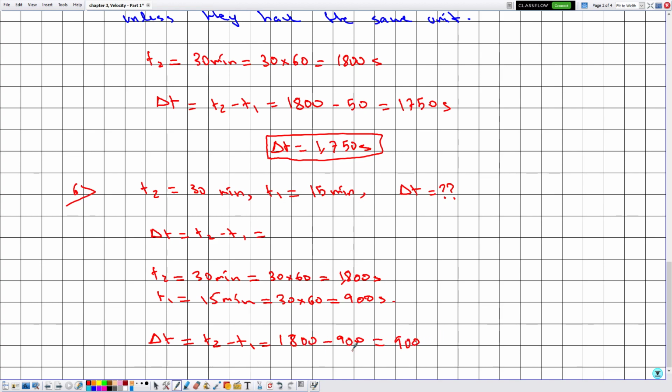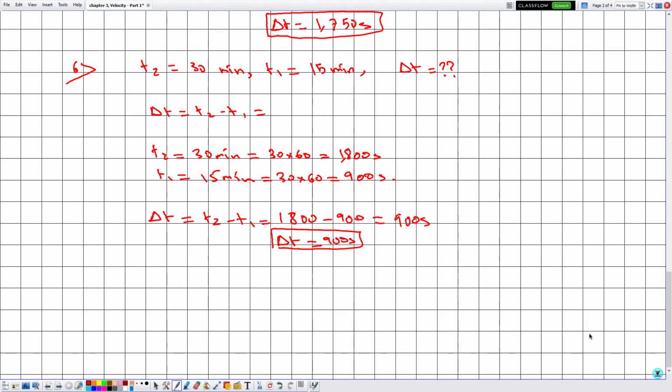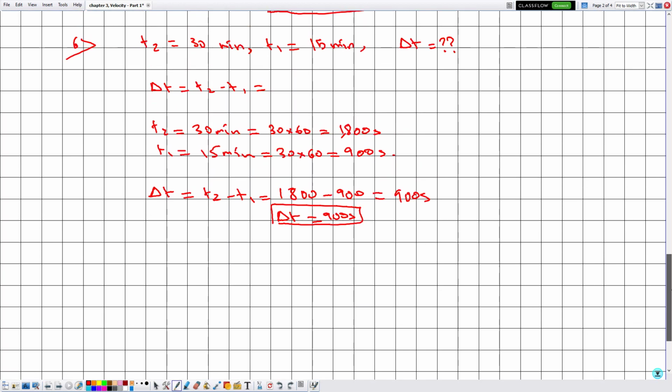Since both 1800 and 900 are expressed in the SI, the value of delta t is in the SI because all quantities in physics must have units. Now this could have been solved in another way, so let me say here, or another method. So delta t is equal to T2 minus T1.